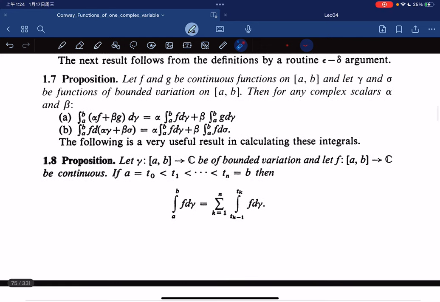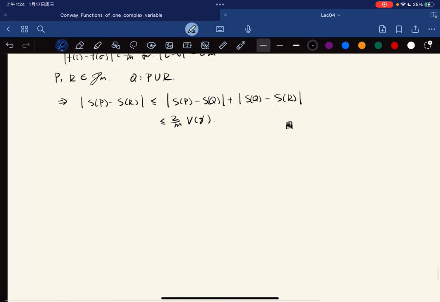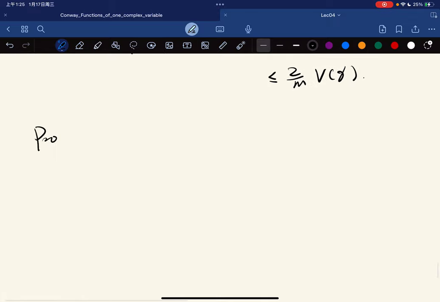For 1.8, we have a function of bounded variation and a continuous function. Now if we have a partition, then we can integrate piecewise. So the entire integral is the sum of the piecewise integrals. This is true for a real integral, but here we're talking about complex valued integrals, so it still holds. How do we prove it? We use induction.